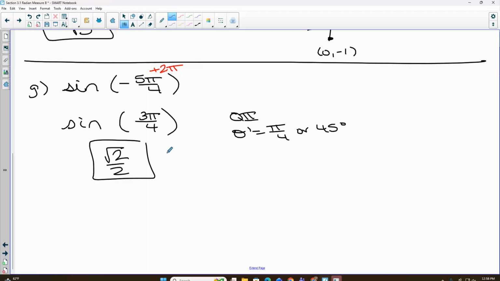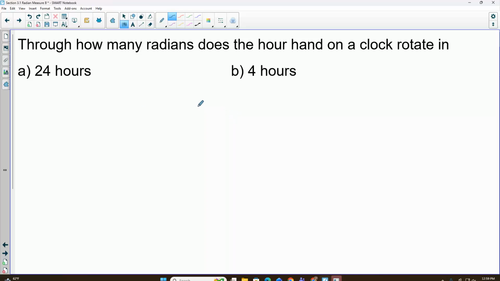Any questions about these? This is where we had ended class Friday. We had just practiced a few of these. The last question I have today: through how many radians does the hour hand on a clock rotate in 24 hours?